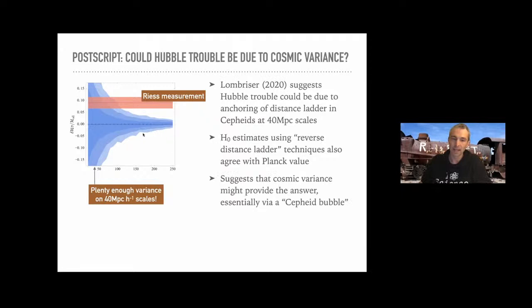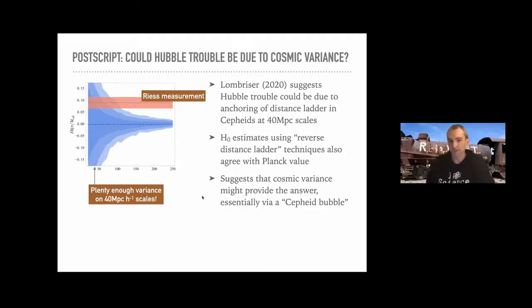And that also agrees with what you get from these reverse distance ladder estimates. So if you start from the cosmic microwave background and work backwards, then you tend to find results that agree with the Planck measurement. So again, that indicates that maybe there's just a calibration issue here, about our local void being a local void, but a relatively local one, that affects the distance measurements outwards.